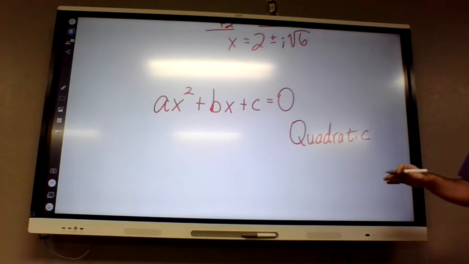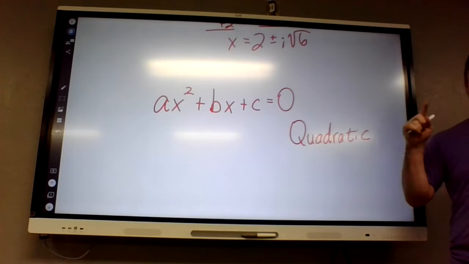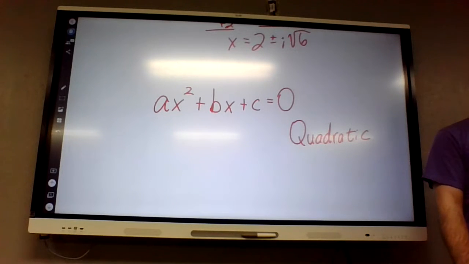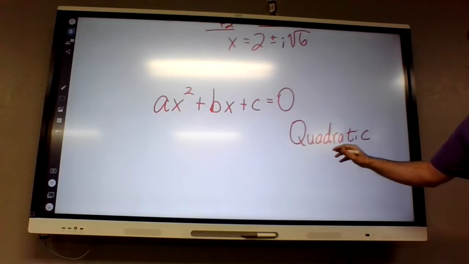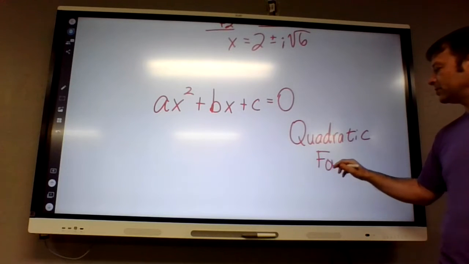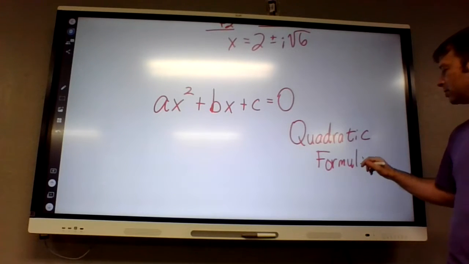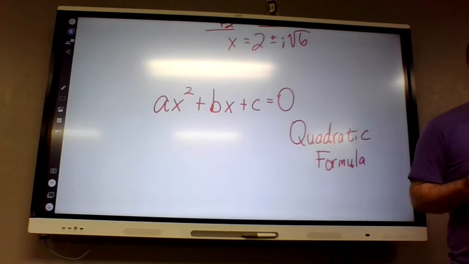So you can solve a quadratic equation by factoring, which we've been doing, or completing the square, or the simplified version of completing the square, which is called the quadratic formula. Why would you use the harder way if the easier way works too? The quadratic formula is a simplified version of completing the square.